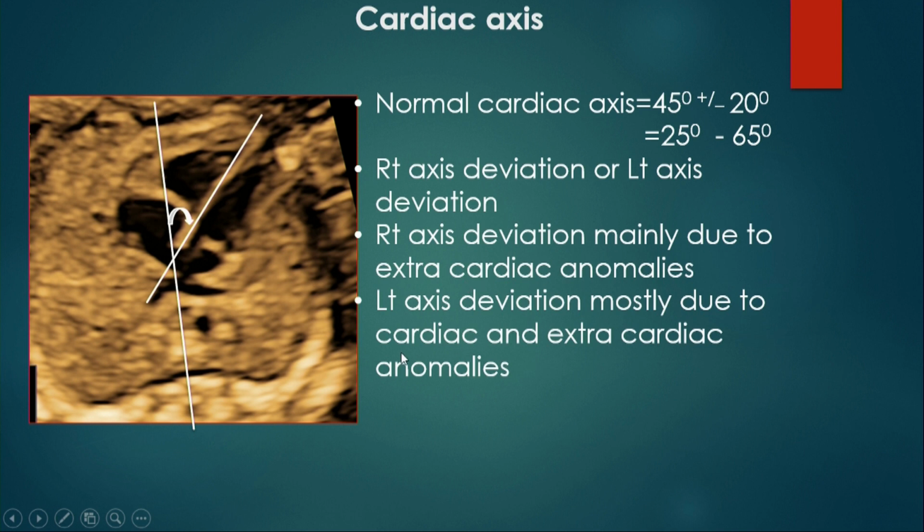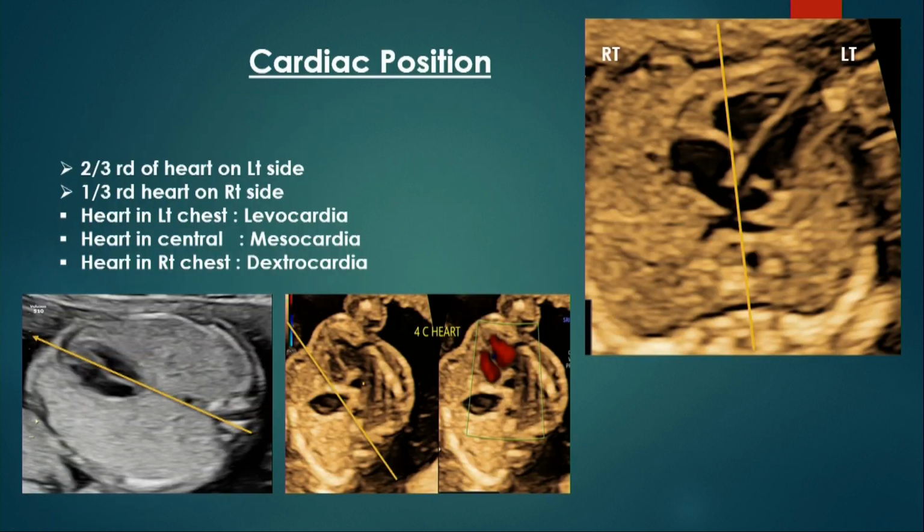Cardiac axis. If a line is drawn from the spine to the sternum, and a second line along the interventricular septum, then this angle is the cardiac axis. Normally the cardiac axis is 45 degrees plus or minus 20 degrees, so it becomes 25 to 65 degrees. There may be a right axis deviation or a left axis deviation.